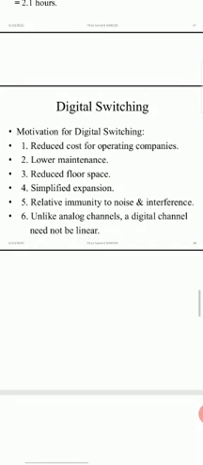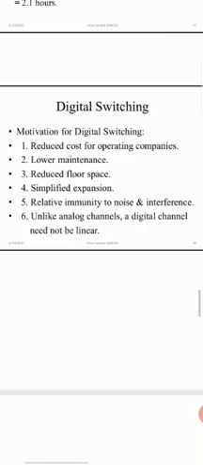As we all know, we are living in a digital era. Digital signal has its own advantage over analog signal. So, in the telecom sector, digital switching is preferred over analog switching because of the following advantages.